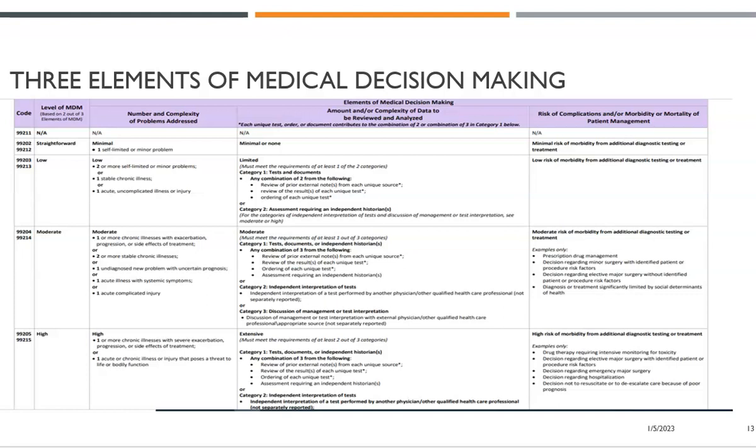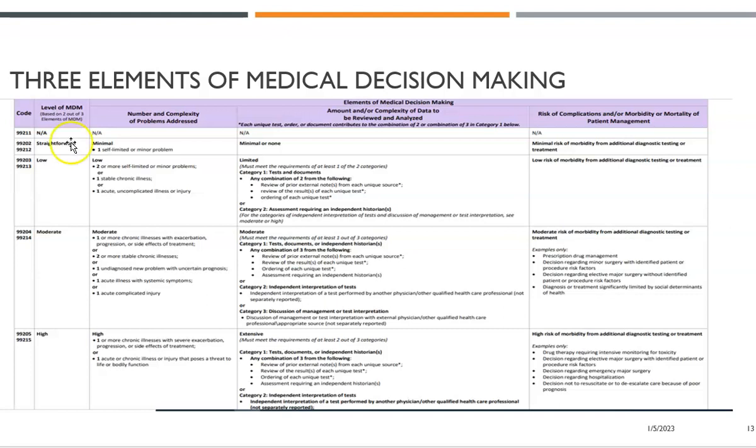So when we're talking about the medical decision making, there are 3 elements the coder needs to think about. And this chart's kind of hard to see. I know it's little, but for the level of the medical decision making, you can see in the purple at the top row, it says, based on 2 out of 3. So you have to have 2 out of the 3 elements met to assign that level of E&M.